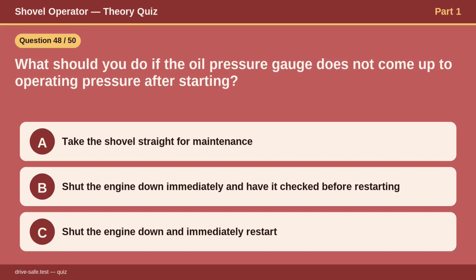Question 48. What should you do if the oil pressure gauge does not come up to operating pressure after starting? Option A. Take the shovel straight for maintenance. Option B. Shut the engine down immediately and have it checked before restarting. Option C. Shut the engine down and immediately restart. The correct answer is option B. Shut the engine down immediately and have it checked before restarting.